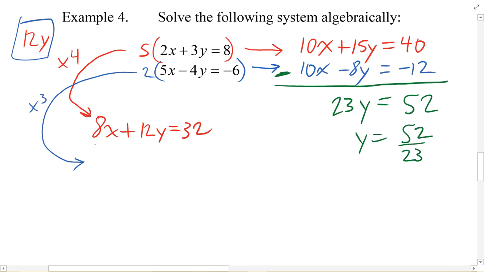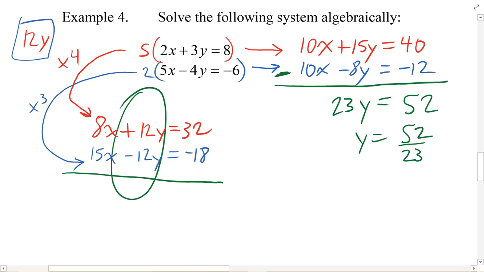And usually we're going to cook these up so that they're doable. Okay, they're not going to be crazy hard numbers. Okay, so we had 15x minus 12y equals negative 18. Now, should we add or subtract? Because the 12s are opposites, one's positive, one's negative, we should absolutely add. Go ahead, do the math, find your y value.